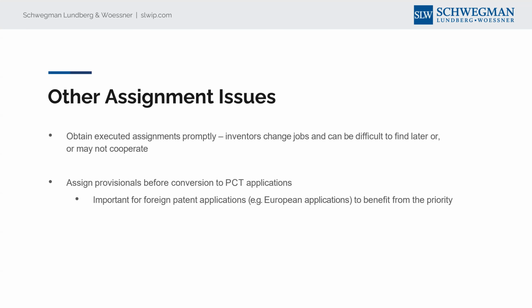Even at an early stage of filing a provisional patent application, before you file any PCT, US non-provisionals, any of that stuff, I would urge you to consider doing an assignment as soon as possible, because as people move on, or if they leave a company under bitter circumstances, it'll just make your life easier to get it signed as soon as possible.